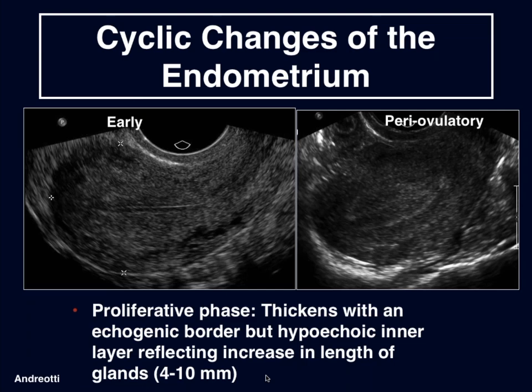We see a hypoechoic inner layer reflecting increase in the length of glands. So the hypoechoic layer here represents the increase in the length of glands due to the estrogen stimulation. We still can see the peripheral endometrial myometrial junction and the linear echo in the center that represents the cavity.